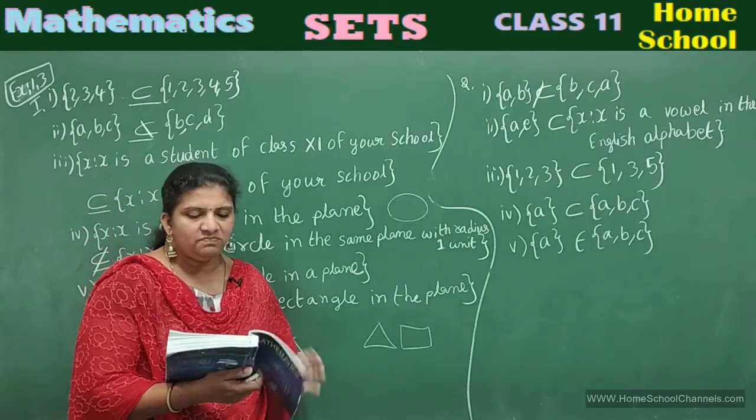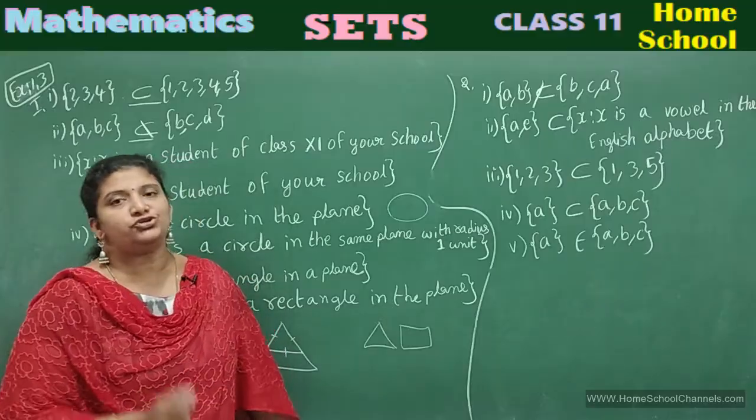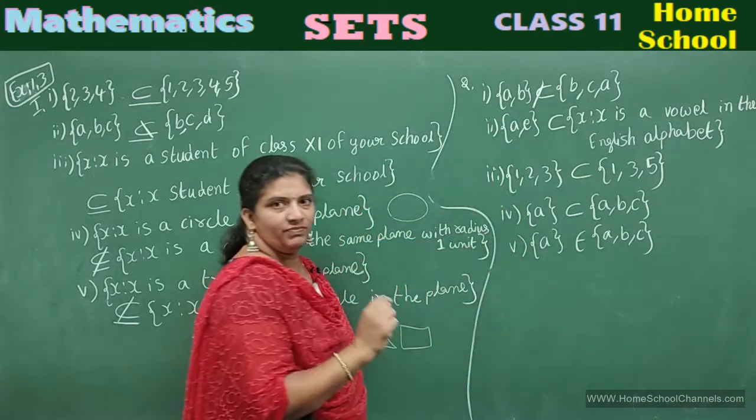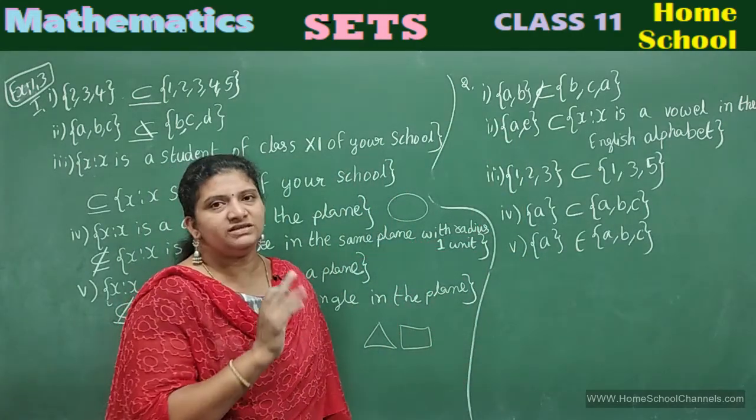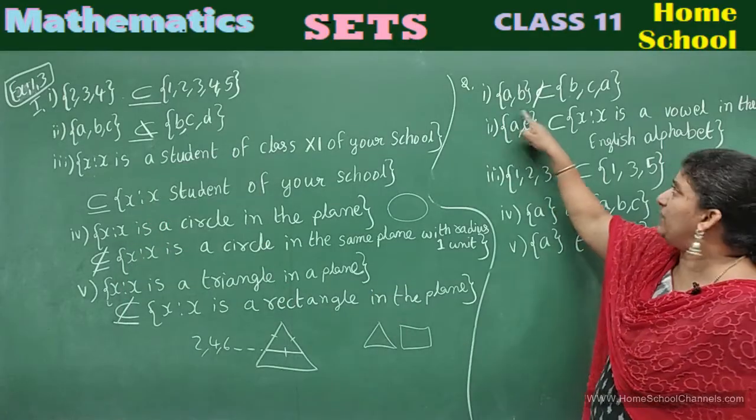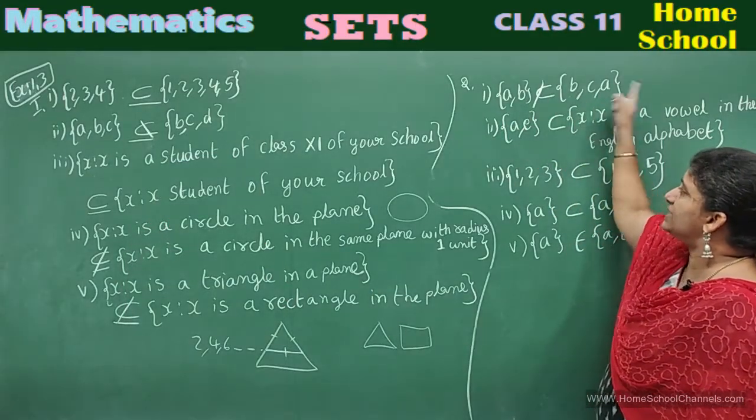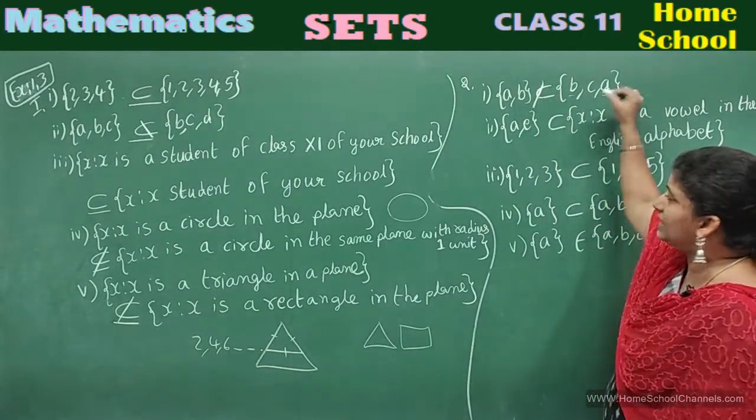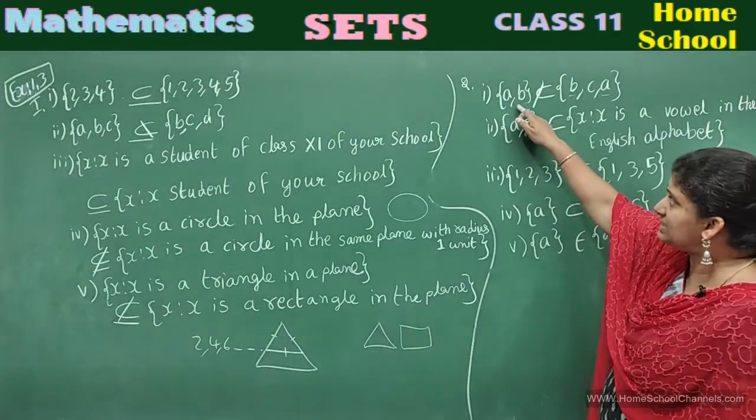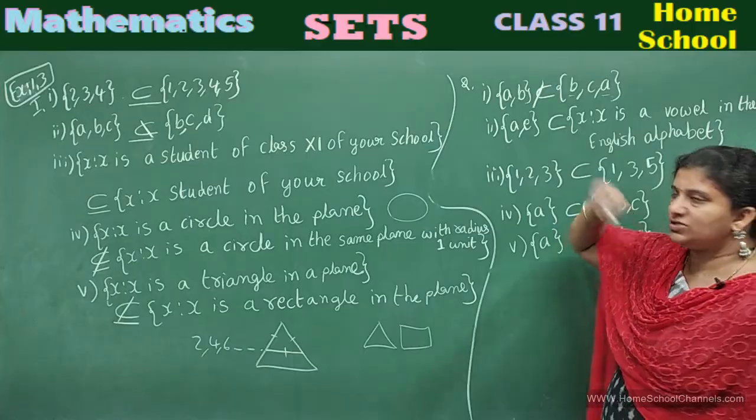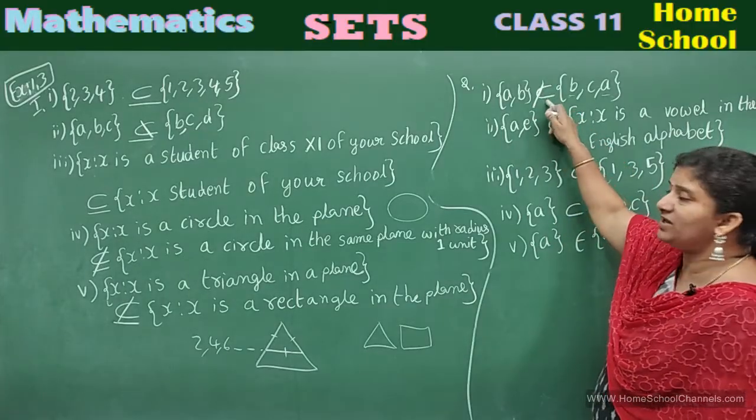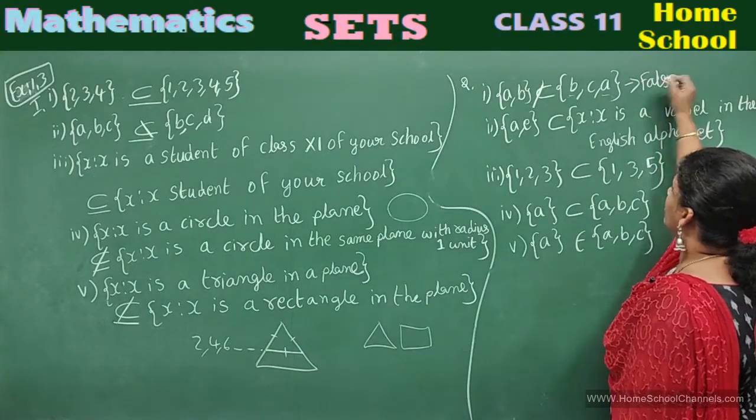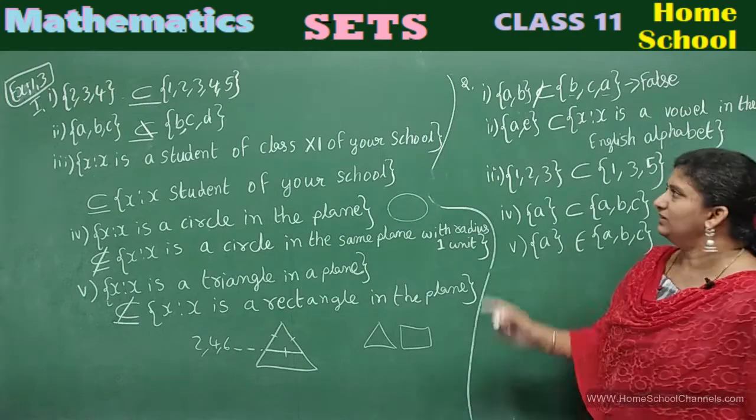Coming to your second question, examine whether the following statements are true or false. Okay, look here. {A, B} is not a subset of {B, C, A}. See there, {A, B} not a subset of the set {B, C, A} given here. See here, elements in this set {A, B} are present in this set. So I can say this is a subset of this set. So what you can say, therefore, what they have given, not a subset, is false. This is false because it is a subset of this set.